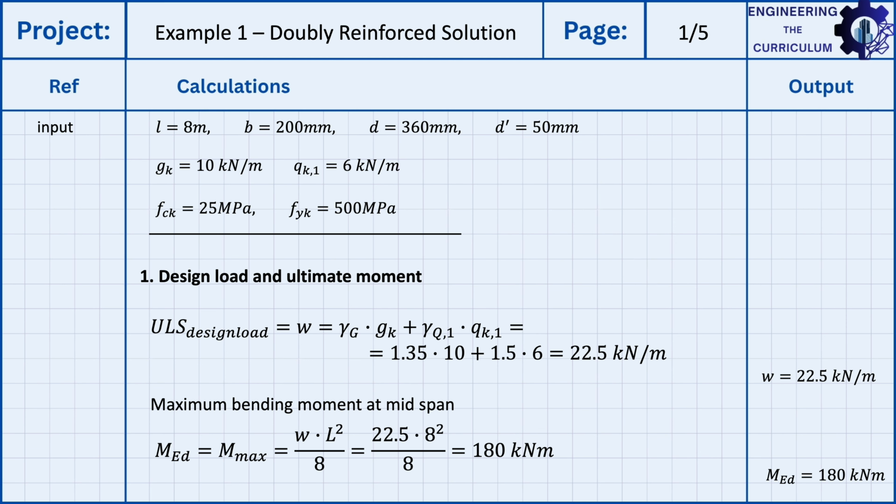Now, this is a simply supported beam, so obviously the moment will happen in the middle, and the maximum moment of a simply supported beam under UDL is WL squared over 8. So in our case, it is 22.5 times 8 squared over 8, and that gives us a design moment of 180 kilonewton meters. So this is the moment that the section has to resist.